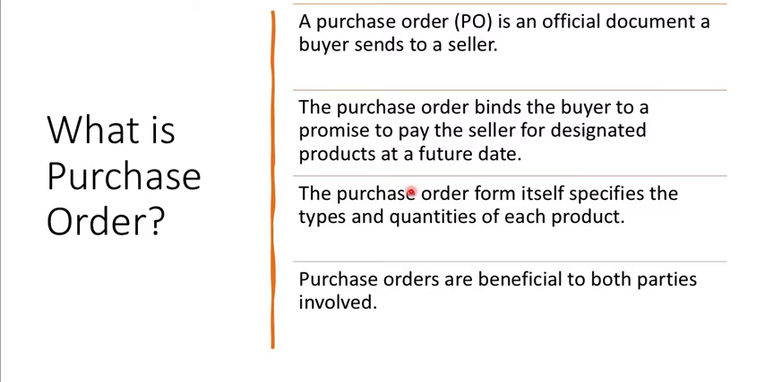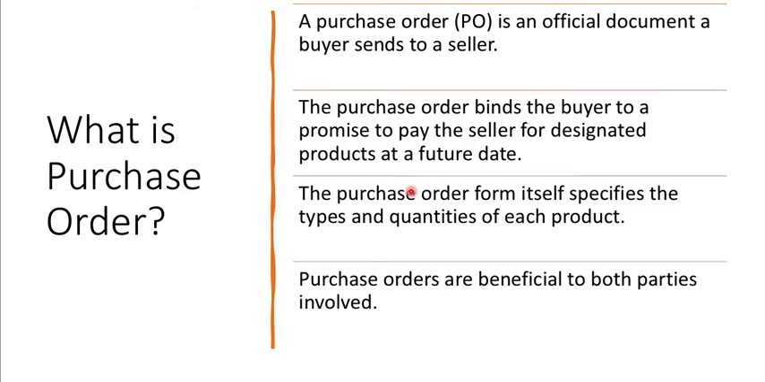What is a purchase order? A purchase order, or PO, as you're mainly going to hear it, is an official document a buyer sends to a seller. The purchase order binds the buyer to a promise to pay the seller for designated product at a future date. The purchase order form itself specifies the types and the quantity of each product, and purchase orders are beneficial to both parties involved.